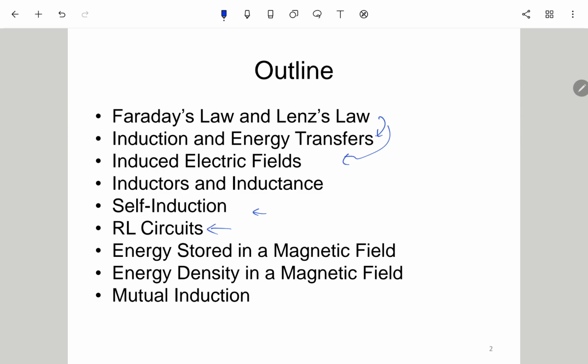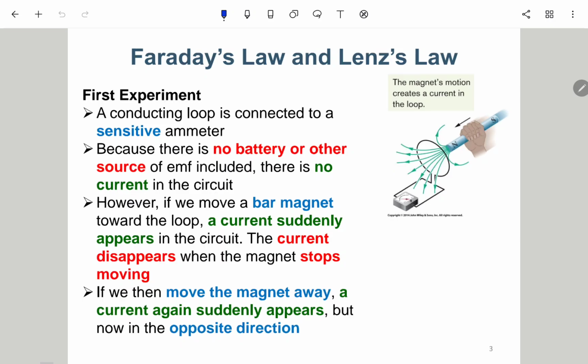I just skip this part first, and then I will talk about the energy stored in the B field and energy density in the B field. And then finally, we'll talk about the mutual inductance, mutual induction. It's actually like a transformer.